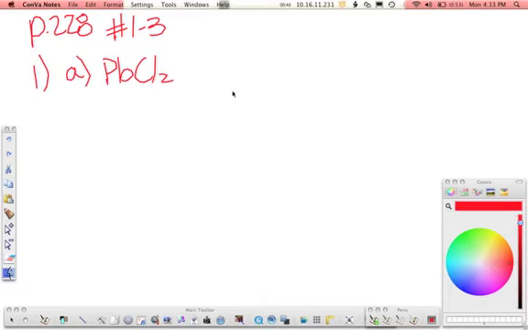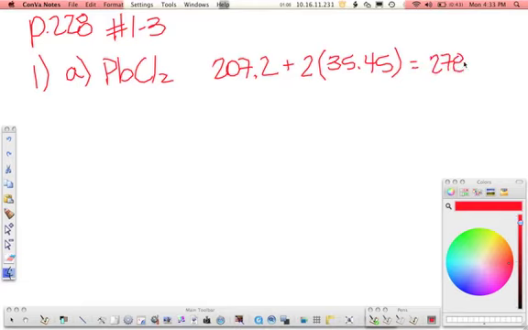So to find the molar mass of this, you look on the periodic table. Lead has a mass of 207.2 plus 2, because we have 2 chlorine, so 2 times the mass of chlorine, which is 35.45, and you add the two of those up and you get 278.1. And of course the units on this are grams per mole.